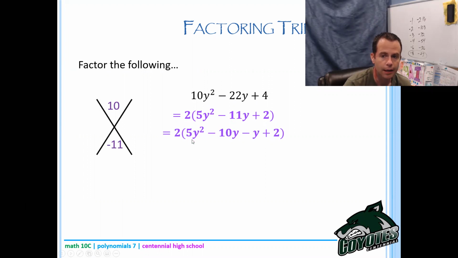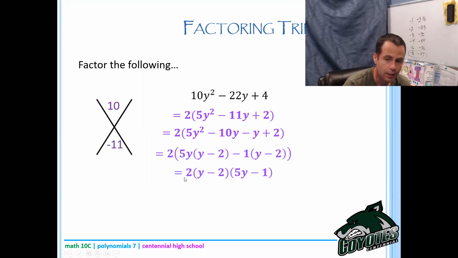Okay, now I'm going to factor the front two, factor the back two. Don't drop that 2. That 2 has to stay there the whole time. From the front two here, I can take out a 5y, and that would leave me with y minus 2. Here, I'll take out a -1, and that will leave me with y minus 2. And so my final answer is that 2 that I originally took out times the binomials that I have left, which would be y minus 2 and 5y minus 1.